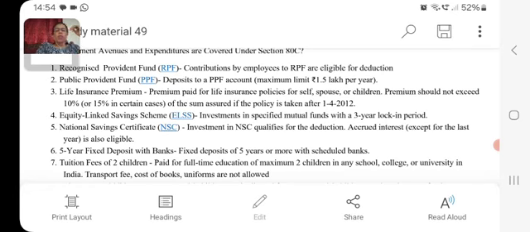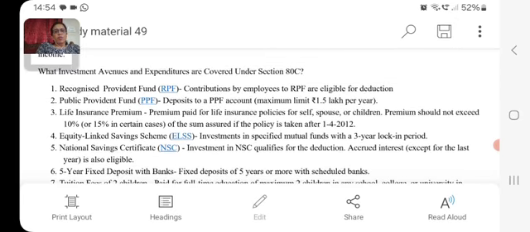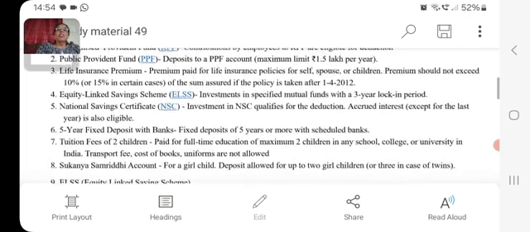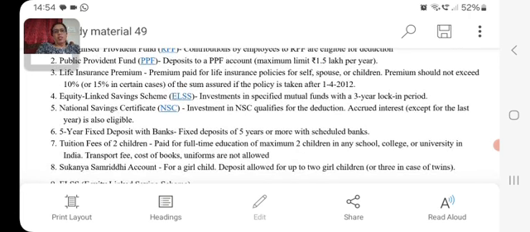If the LIC policy is purchased after 1/4/2012, then the deduction for LIC premium is restricted to the extent of 10% of the policy amount. That means if he has paid more than 10% of the policy amount as the LIC premium, he cannot avail the full amount of deduction. It should be restricted to 10% of the policy amount. If it is for certain LIC premiums, it is restricted to 15%. Along with that, equity linked insurance scheme and national savings certificates are the important deductions considered for Section 80C.